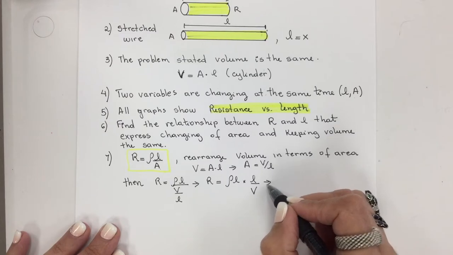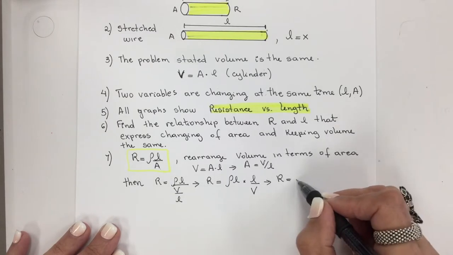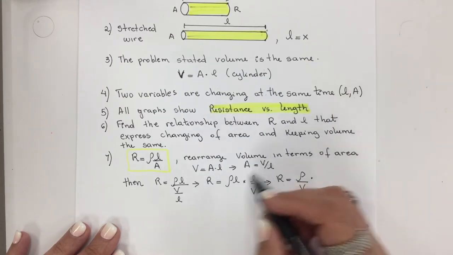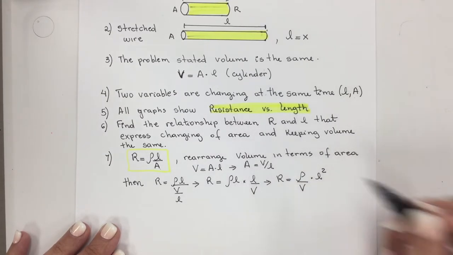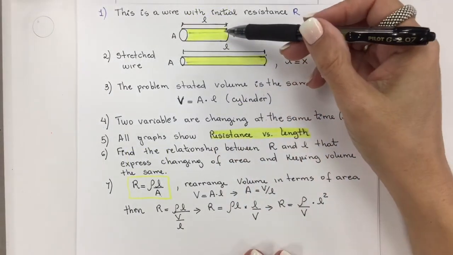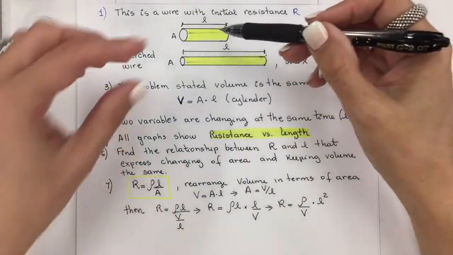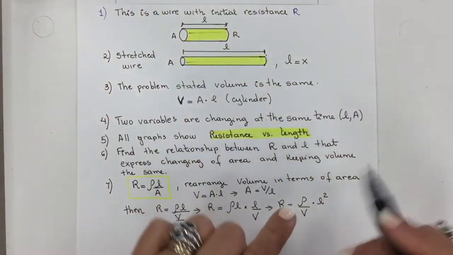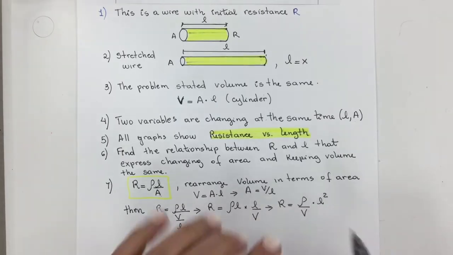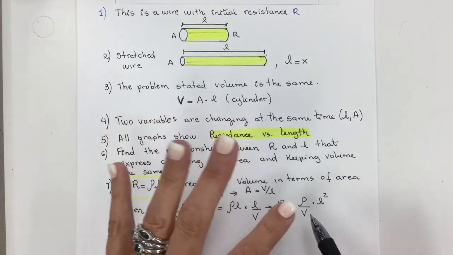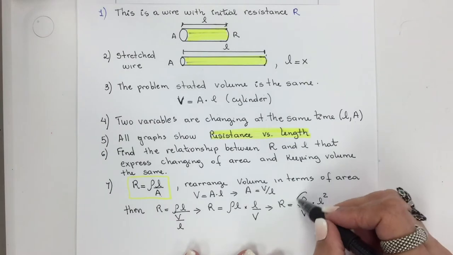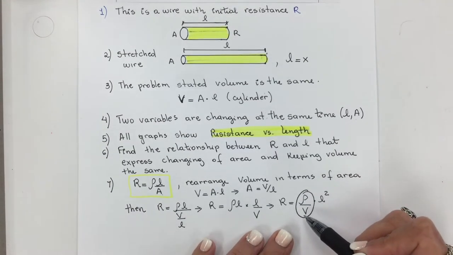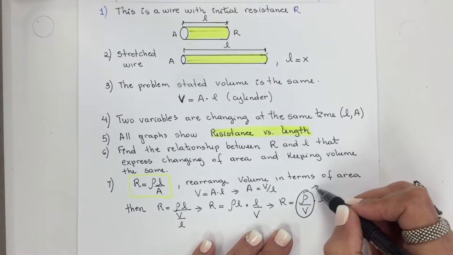And I'm going to rearrange this. So, rho over V times L is L squared. In this case, we have the same material because it's the conductor and the same one that is being stretched. So the material is the same and the volume remains constant. So these two terms, resistivity and volume, are constant.